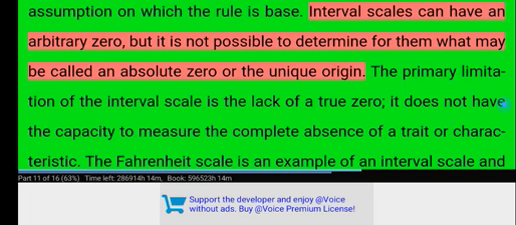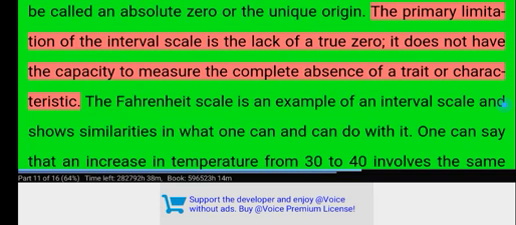Interval scales can have an arbitrary zero, but it is not possible to determine for them what may be called an absolute zero or the unique origin. The primary limitation of the interval scale is the lack of a true zero. It does not have the capacity to measure the complete absence of a trait or characteristic.